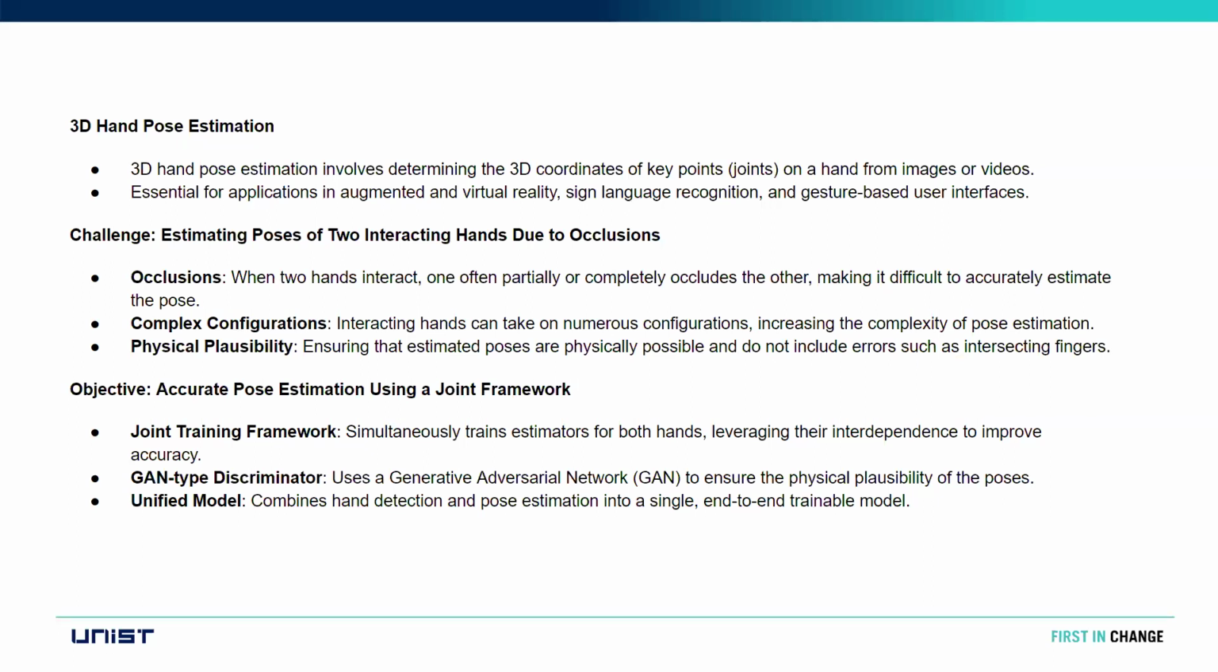Okay, 3D hand pose estimation is determining 3D coordinates of the key points of hands from images or videos. Its applications are augmented and virtual reality, sign language recognition, and other gesture-based user interfaces.